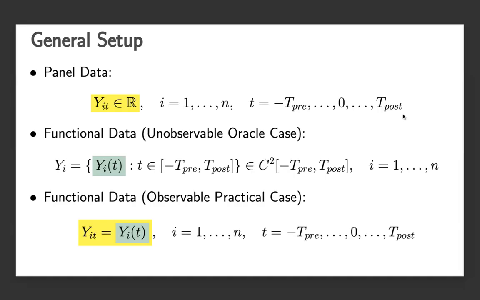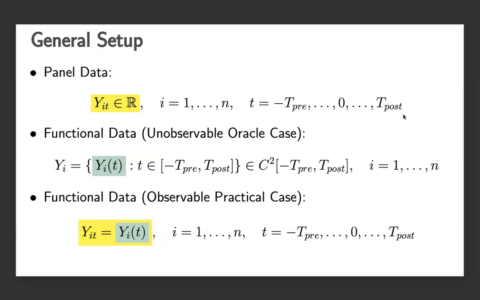However, in the functional data perspective, we consider the time t to be continuous. So that's why we put t into a bracket, to show that the time is now considered continuous. And for the functional data perspective, we also differentiate it via two cases.